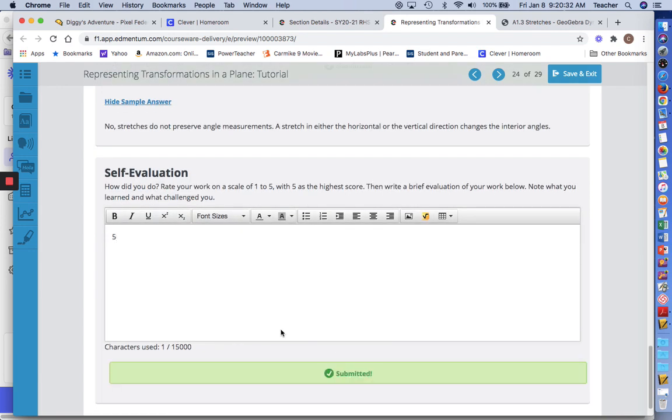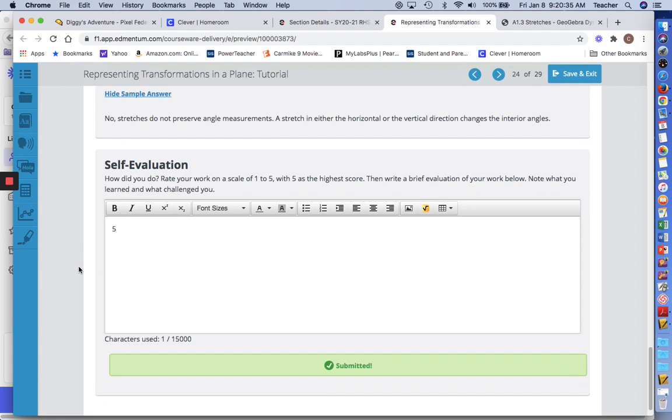5. All right, you guys, so that probably finishes up the activities for this lesson, representing transformations in the plane.